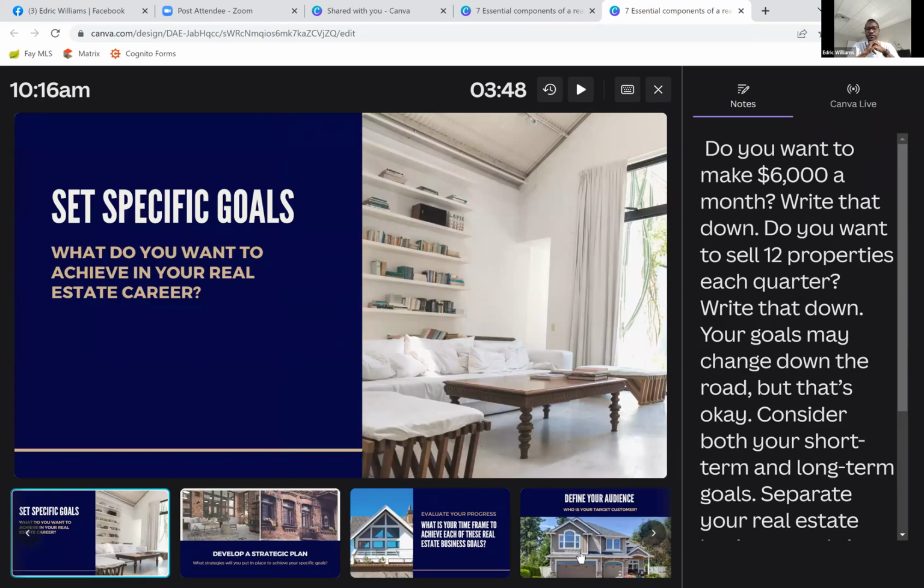Speaking of setting goals, you need to set specific goals. Not, next year, I want to sell as many houses as I can. That's an open-ended statement. What is as many houses as you can? What allows you to sell as many houses as you can? And what factors can you take out of place to sell even more houses? So specifically in the notes, it says, do you want to make $6,000 a month? Do you want to make $12,000 a month? Do you want to make $20,000 a month? How do you identify that?